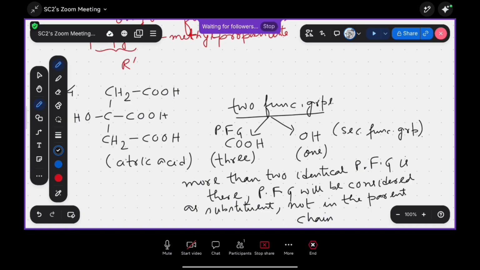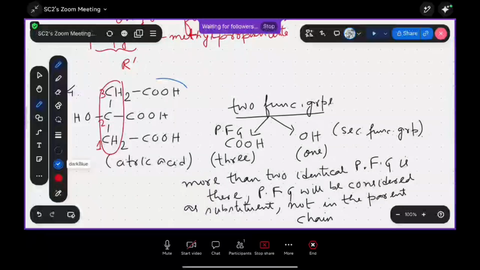You have been seeing many examples from the beginning of the class, and we have considered the principal functional group to be a part of the parent chain. However, if there are more than 2 identical principal functional groups, then they will be treated as substituent, not a part of the parent chain. So if you number now, what does it become? It is 1, 2, and this becomes 3. So this is the parent chain.